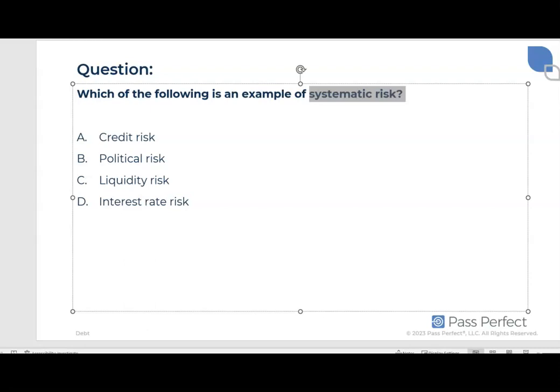It's really like a market risk. In fact, market risk is a systematic risk. It's a risk that would affect the entire market for a particular investment. So which one is a systematic risk that affects all the investments in that? And that would be D, interest rate risk.